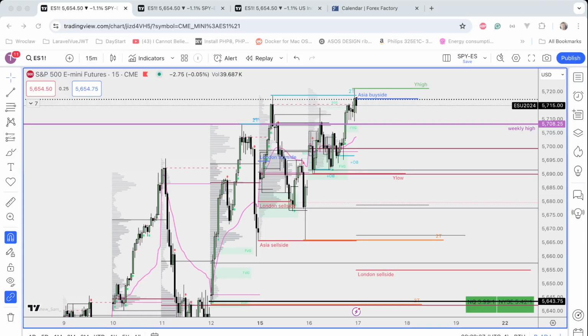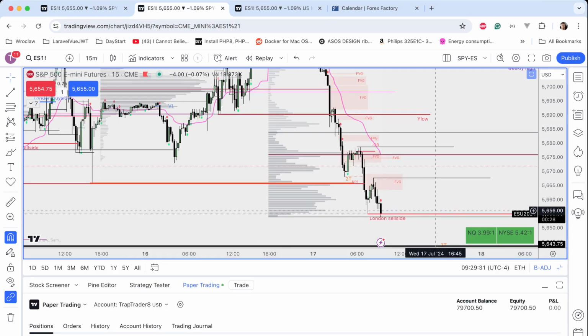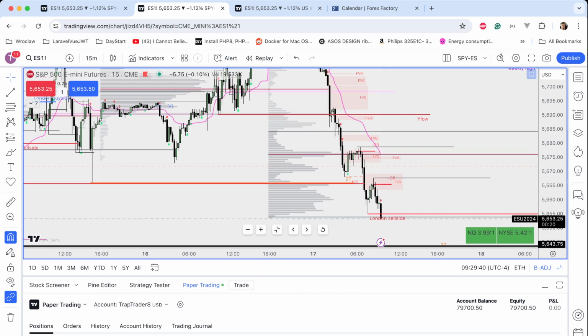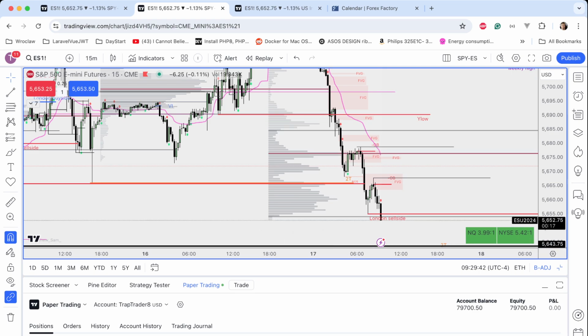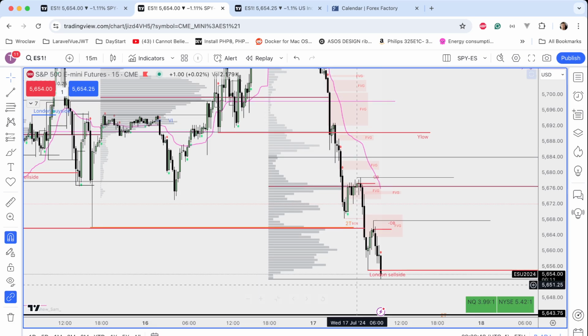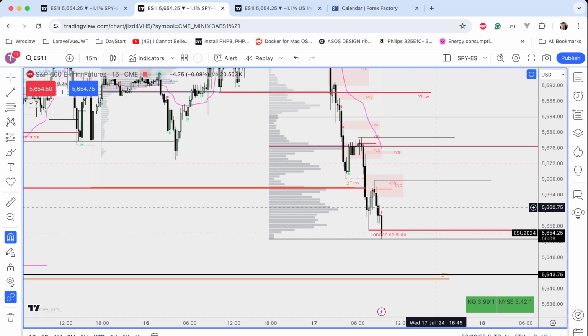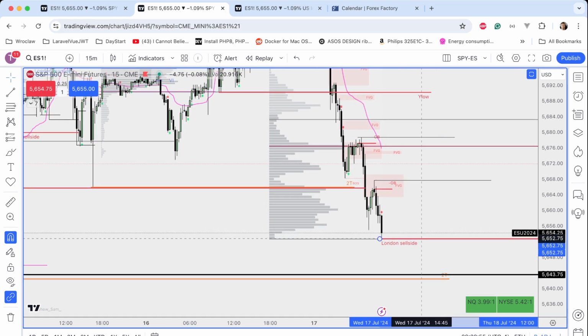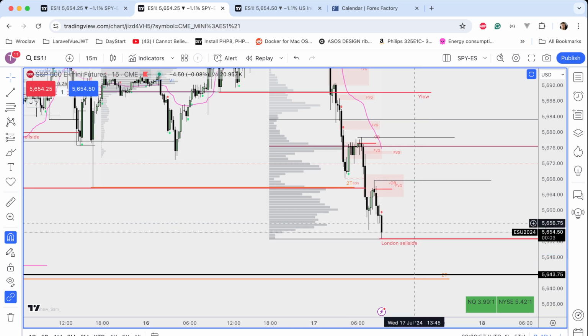Okay, 45 seconds till open. We are paper trading, and this is how much I have on this account: 79,750. Let's see how it goes today at the open. All right, so the market is pushing even lower just before the open.